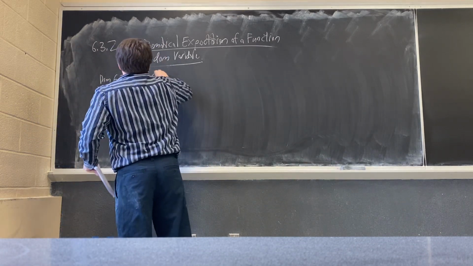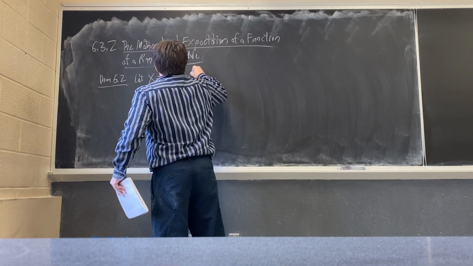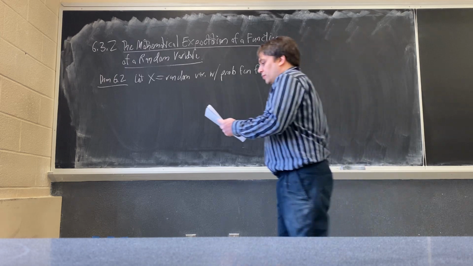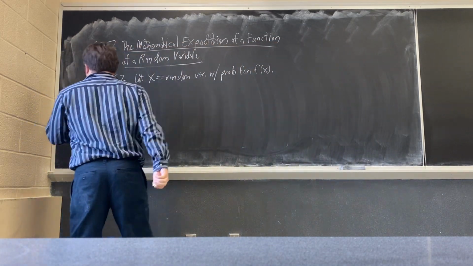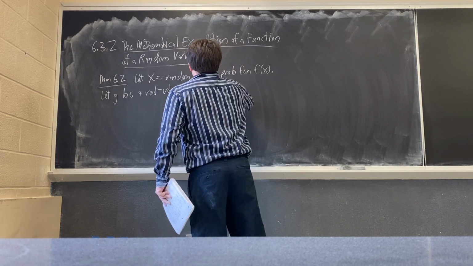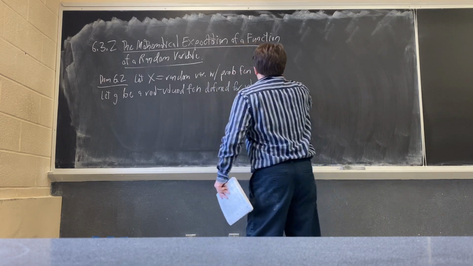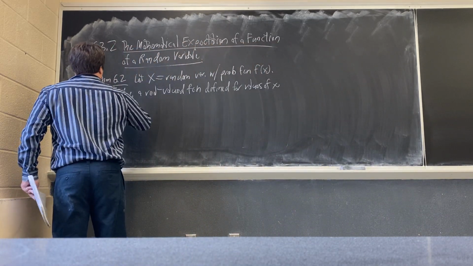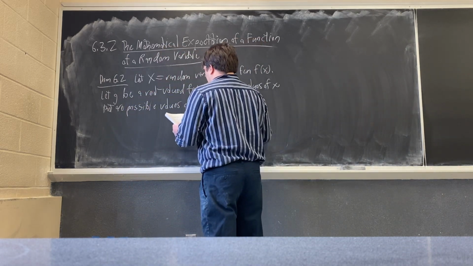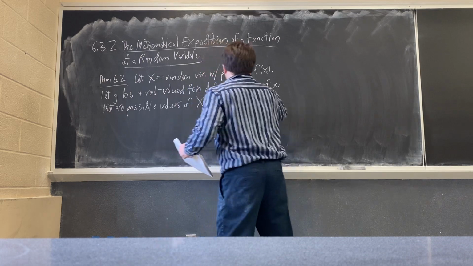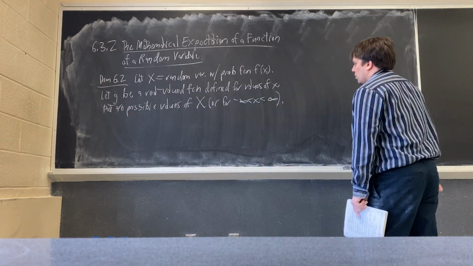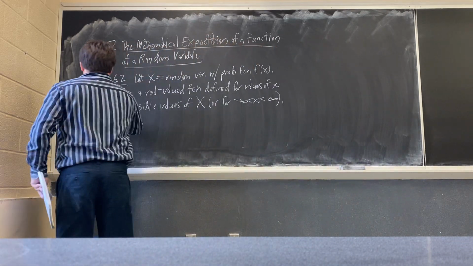So that theorem is, let X be a random variable with probability function f of x. Let little g be a real valued function defined for values of x that are possible values of capital X, the random variable, or for all real numbers x, right? So it might be possible that g is defined for all those numbers, okay?